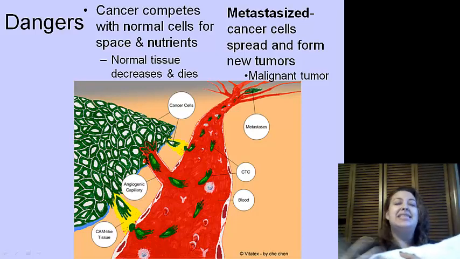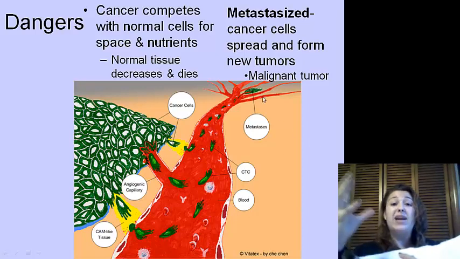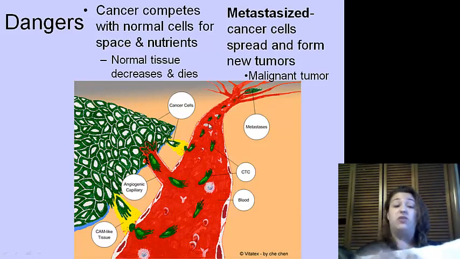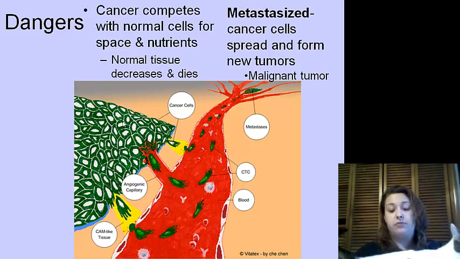Now, metastasize. When we say a cancerous tumor has metastasized, it means that it has spread from one area of the body to another. A cancer cell breaks off of one tumor and typically moves into either our lymph system or our blood vessel system and moves to another side of the body and starts creating a growth or a tumor there.